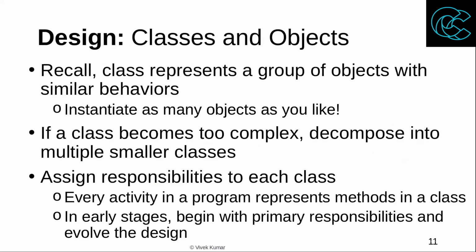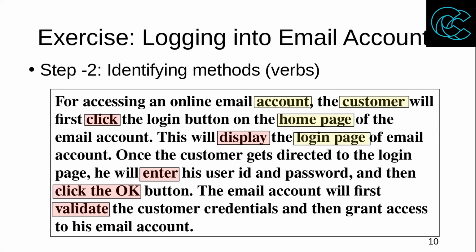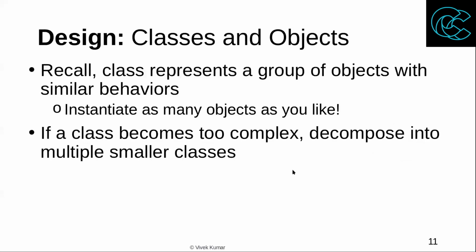In design, you look into the relationships, so how should one class interact with the other class? And also what are all the different methods that should belong to a class. In the previous step, you only identified the nouns and verbs, right? So for example, click can go into customer or account. Display can go into one of these classes, or there can be a new class as well. Those are the things that you need to consider during the design phase.